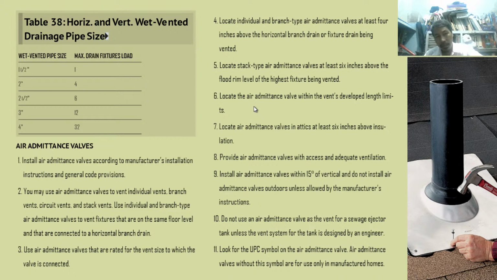But as you can notice, there are wet vents. So it may also control the flow of fluid, including the liquid portion. Provide air admittance valve with access and adequate ventilation. Install these valves within 15 degrees of vertical and do not install air admittance valves outdoors. Not necessary for outdoors. 15 degrees of vertical.